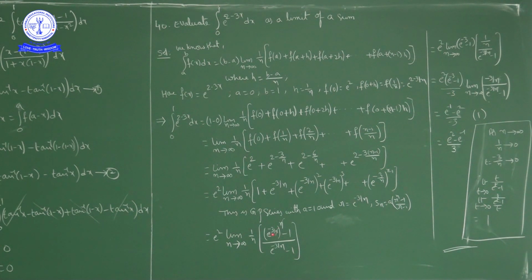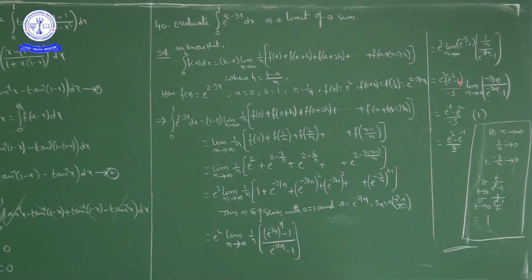Here n gets cancelled. So e power minus 3 minus 1, that is constant, we will write outside, 1 by n inside. So what we have? e power 2 into limit n approaches infinity (e power minus 3 minus 1) into 1 by n upon (e power minus 3 by n minus 1). Multiplying and dividing with minus 3, so this part, if you multiply e power 2 inside, gives e power minus 1 minus e square upon minus 3, nothing but e square minus e power minus 1 upon 3.